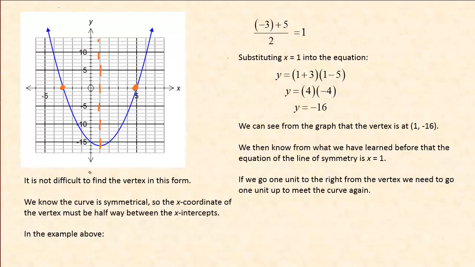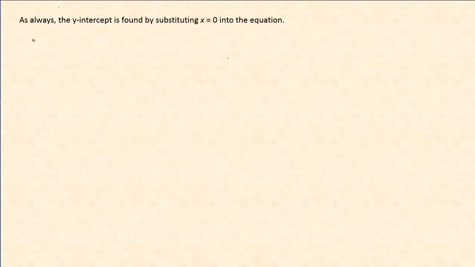If we go 1 unit to the right from the vertex, so go to the vertex here and go 1 unit to the right, we need to go 1 unit up again to meet the curve. You can see that just in this part of the graph here. So the value of a is 1. As always, the y-intercept is found by substituting x equals 0 into the equation.